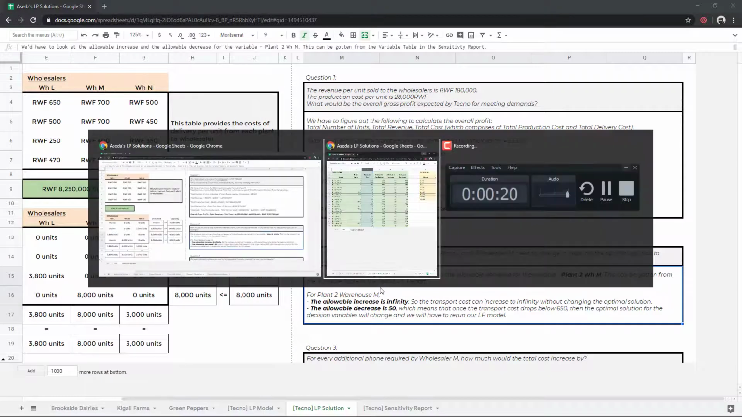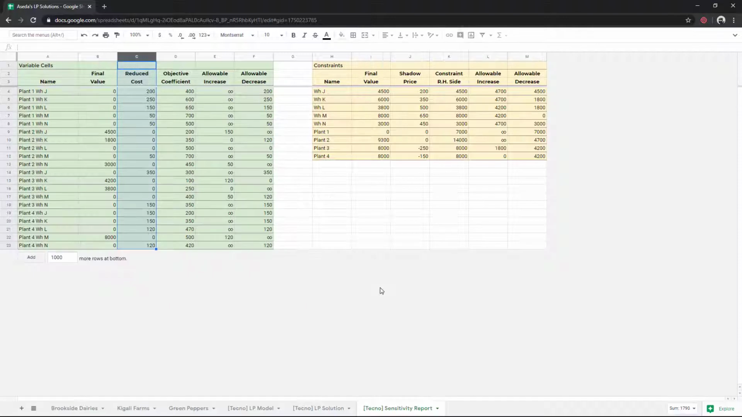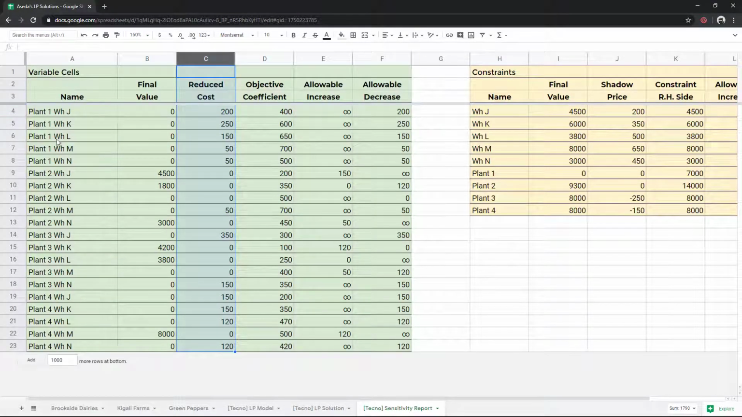Right, so let's look at plant 2 warehouse M. So I'm expanding this. Let me come to 150%. So we're looking at plant 2 warehouse M, which is here. So let me just highlight this entire area.